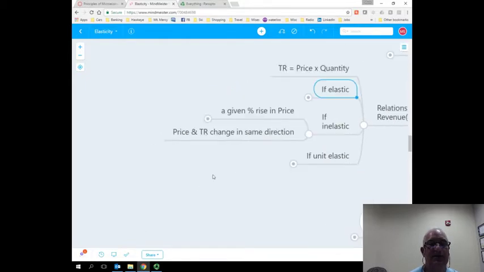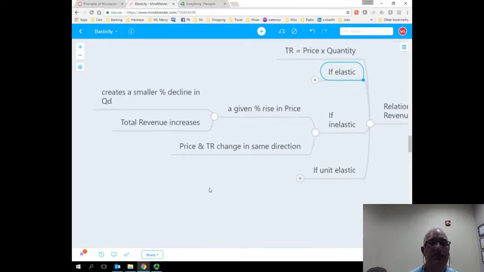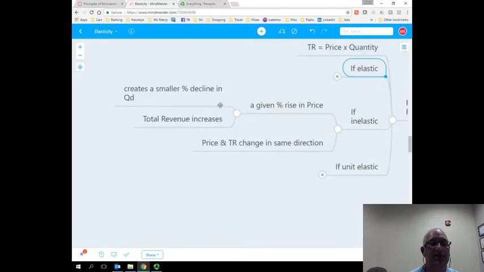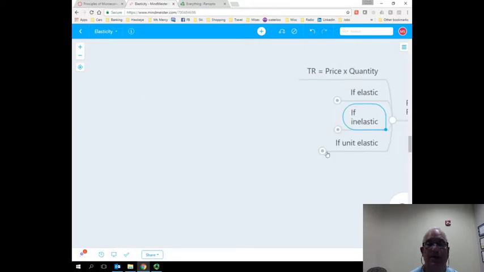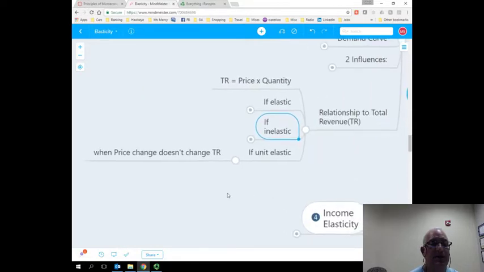If it's inelastic, a given percent rise in price creates a smaller decline in quantity demanded, and total revenue increases. Here, when it's inelastic, price and total revenue go in the same direction, whereas if it's elastic, they go in the opposite direction. That's the difference in the two. Then thirdly, if it's unit elastic, this happens when a price change doesn't change total revenue. So if it's unit, there is no change in total revenue.